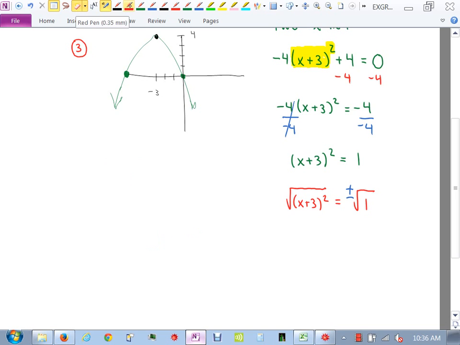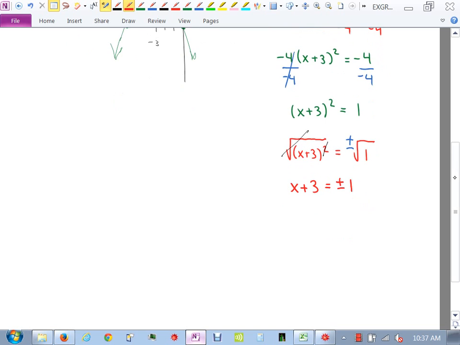And so now we have this. What is the left side? So the whole idea of taking the square root of something squared is that they cancel each other out. We're left with just x plus 3 equals, the square root of 1 is 1. So plus or minus 1. You need to understand that that plus or minus 1 means there's two scenarios here, two cases.